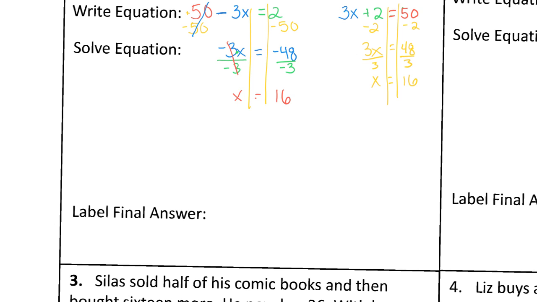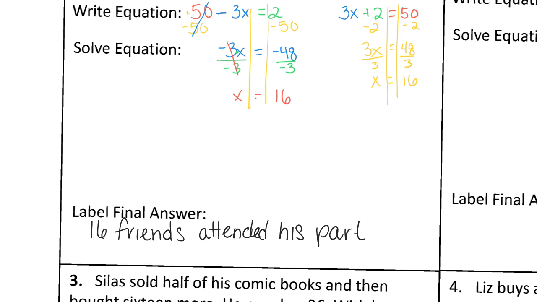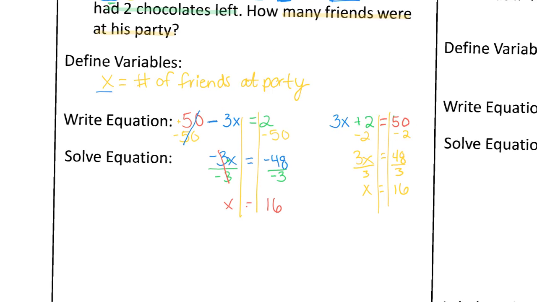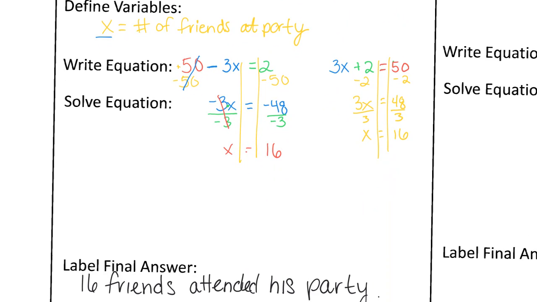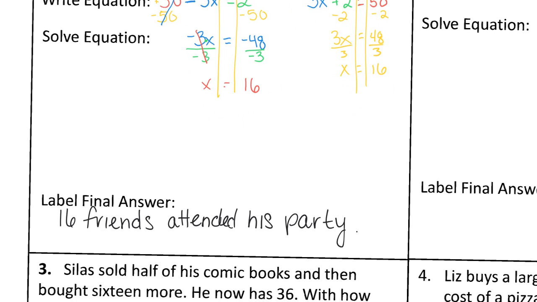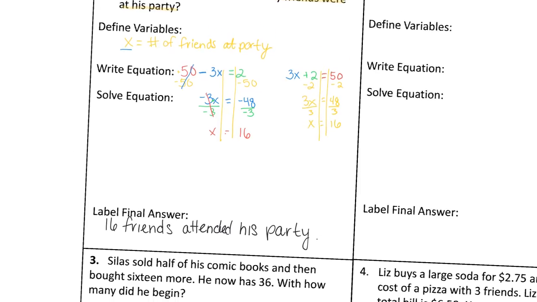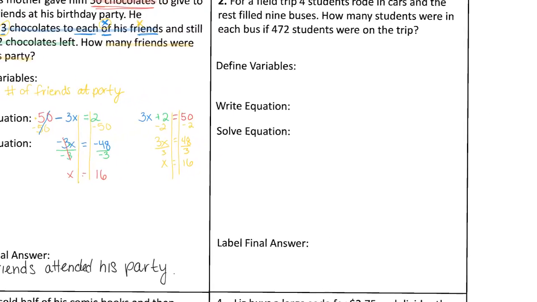So our labeled final answer would be 16 friends attended his party, or some variety of that sentence. So 16 friends attended his party. Or you could do, what's the kid's name? Jack had 16 friends at his party. Okay, some sentence like that. Your sentences don't have to be exactly like mine, but along the same lines.